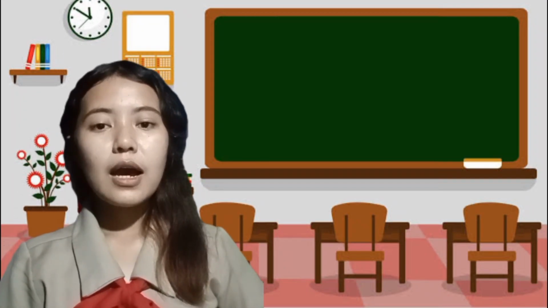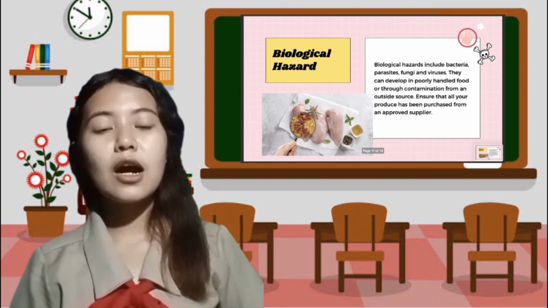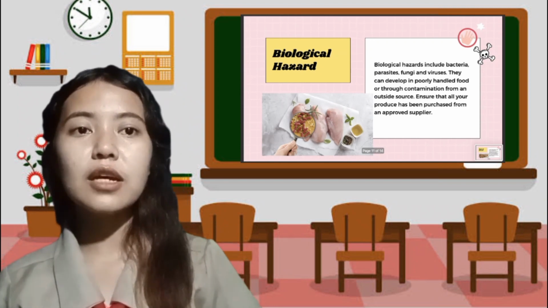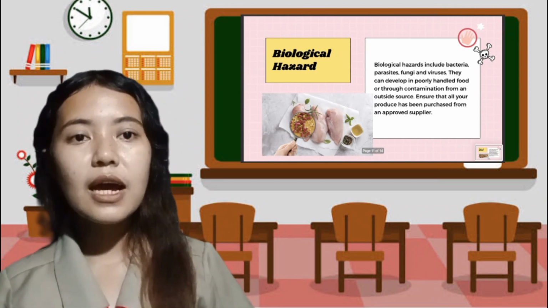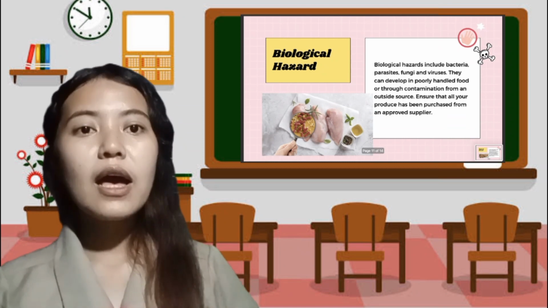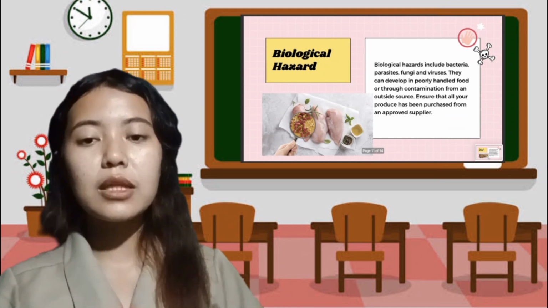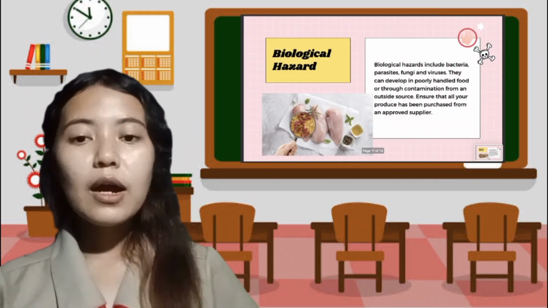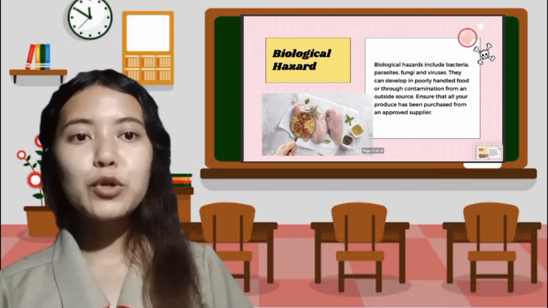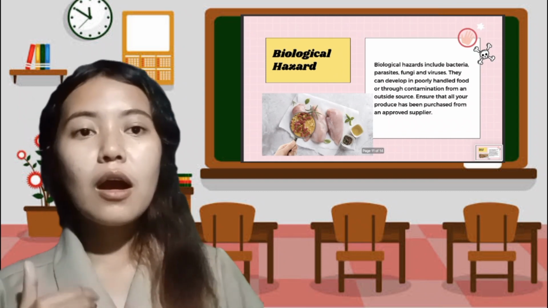So, next is biological hazard. So, biological hazard includes bacteria, parasites, fungi, and viruses. They can develop in poorly handled food or through contamination from an outside source. So, we must ensure that all of our produce has been purchased from an approved supplier.